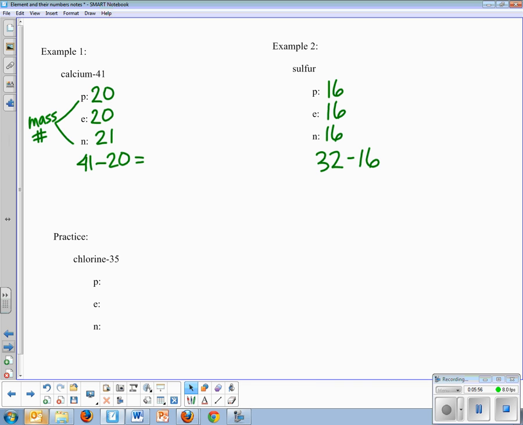Why don't you write down the practice problem in your packet and then enter that as the learning check when you're done.